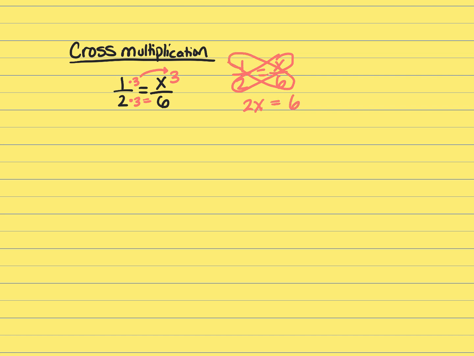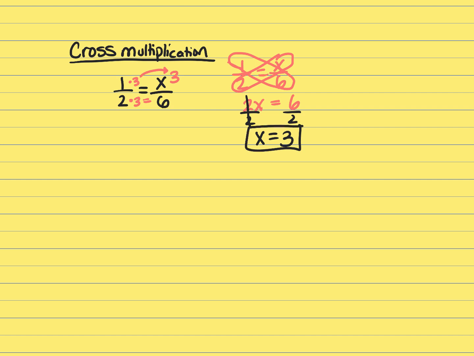And you can only do this if there's an equal sign between the equivalent fractions. You cannot do this if it's plus or minus or times or divided by. You can only cross multiply when there's equality between the fractions. And now you could just solve this simple equation. You just divide both sides by 2 and you get x is equal to 3, which we knew all along.